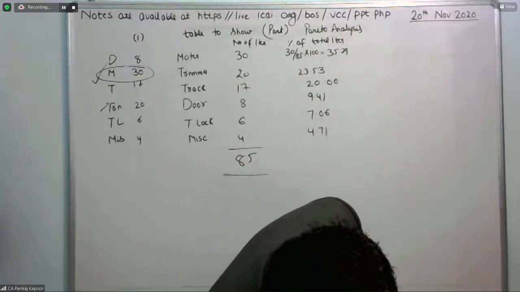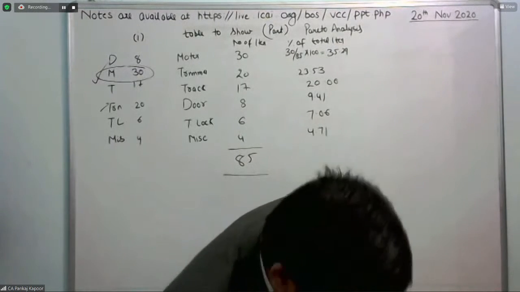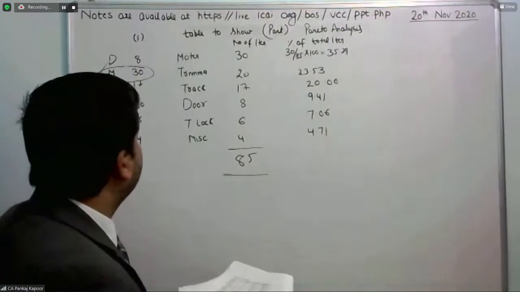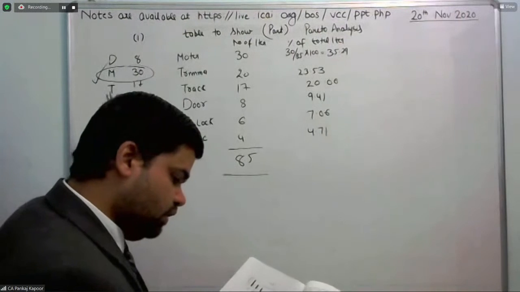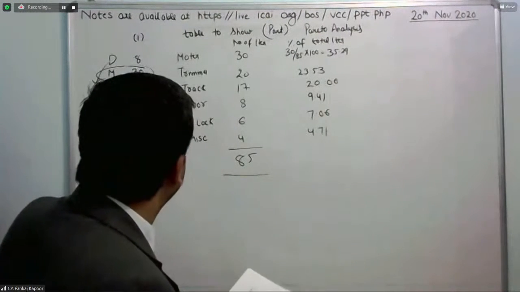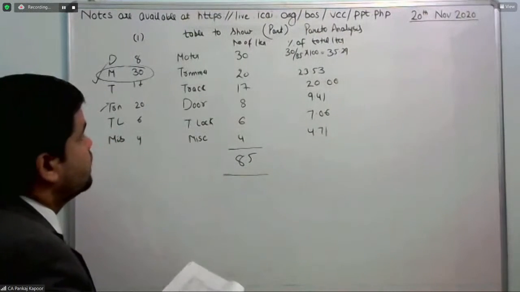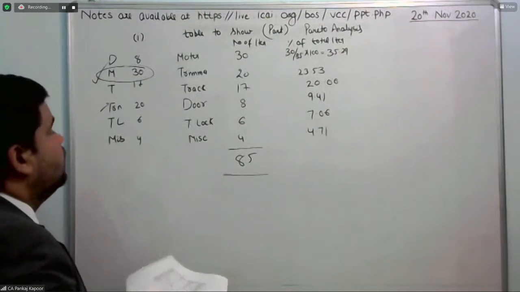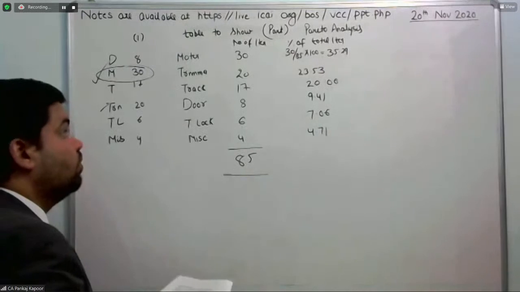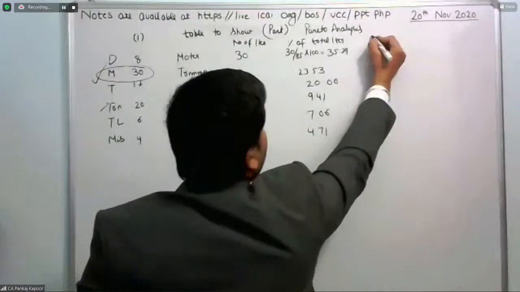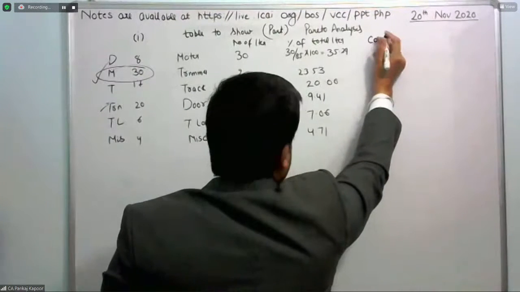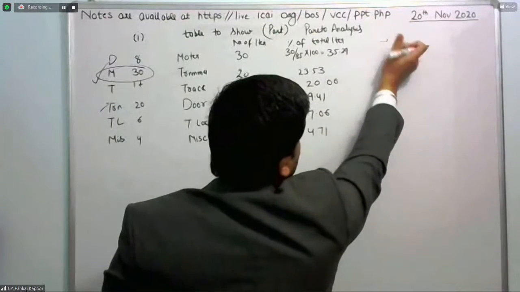Chavi, so instead of 17, 20 should be taken. Okay. Now moving further, what we need to do is compute the cumulative total here. Please compute the cumulative total.